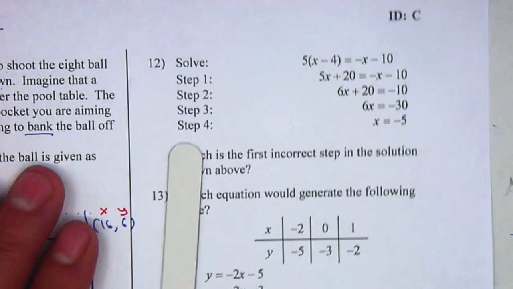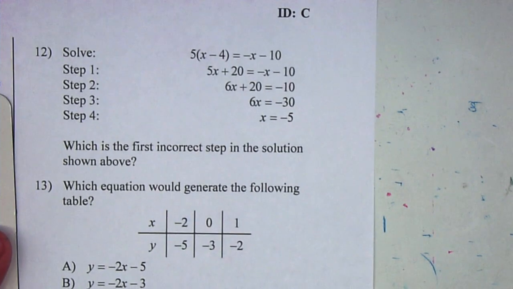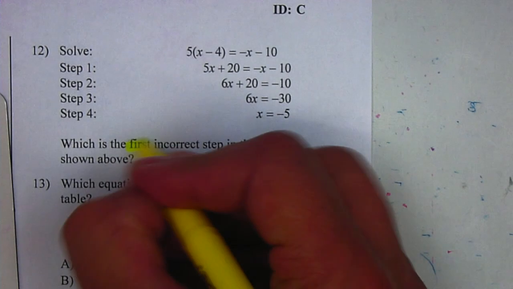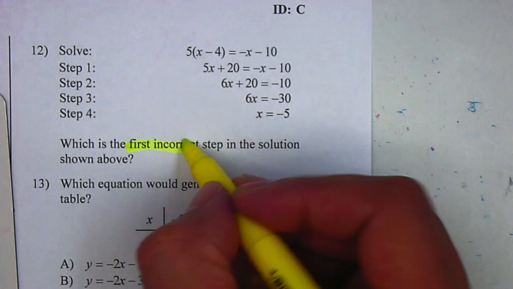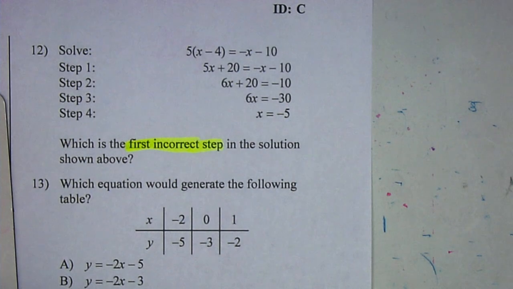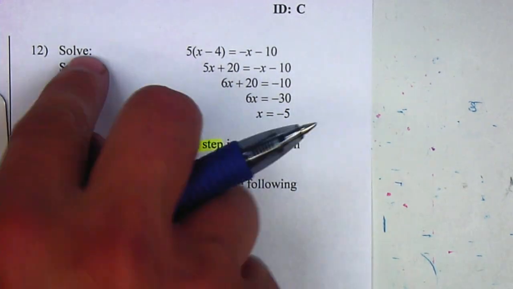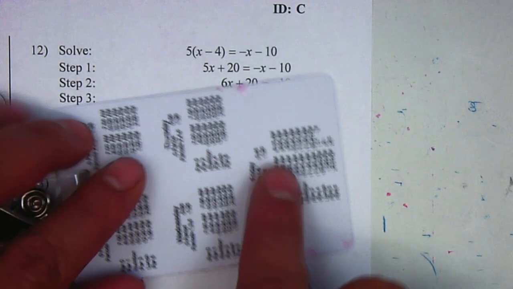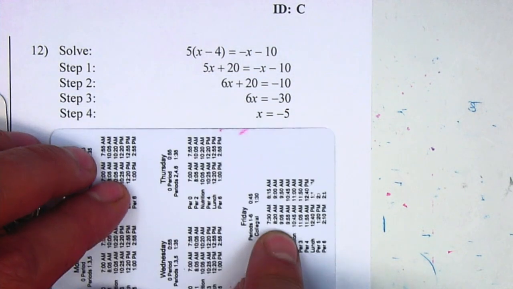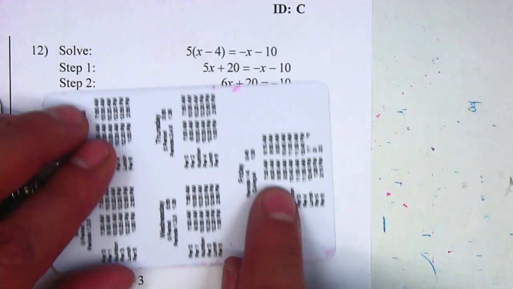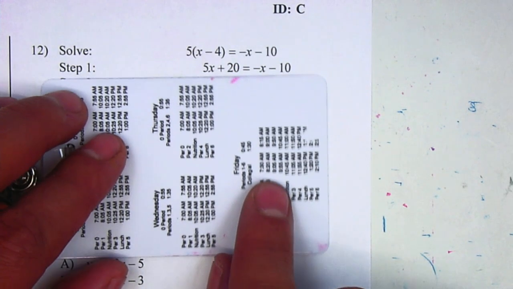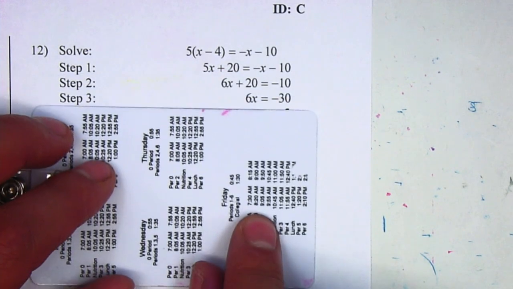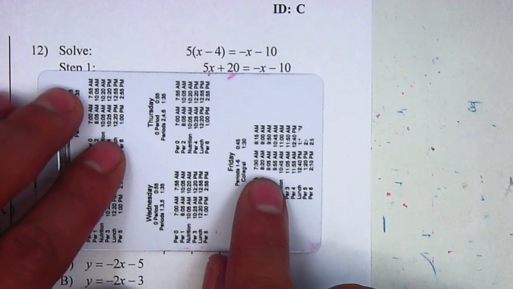Now, problem number 12. It says, which is the first incorrect step? You want to double check and say, okay, which is the first incorrect step? There might be more than one mistake, but they want to find out the first one. You want to be able to use your ID so you can go step by step and check which is wrong. Some of you guys are not sure whether step 1 or step 2 or step 2 and step 3, and your ID will help you determine which is the actual incorrect step.